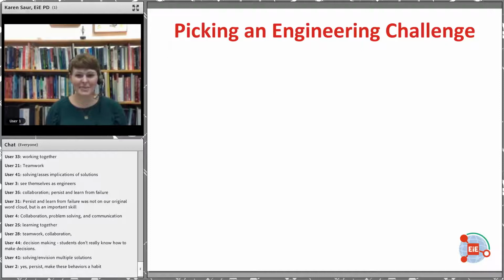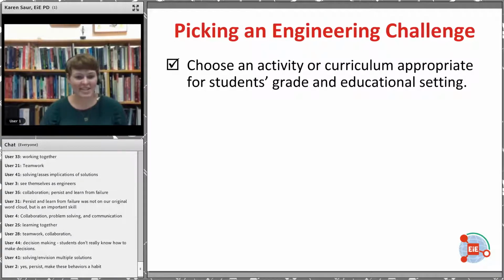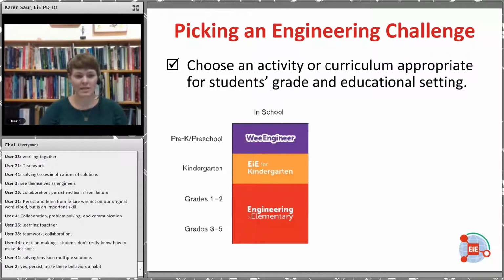The first thing you need to do is find an engineering challenge. And when you're selecting an engineering challenge for your students, you really need to consider, is the activity or the curriculum you're choosing appropriate for your students' grade and educational setting? Is this something that is at the right cognitive level for your students? Are you asking them to manipulate things that are just too small for their small hands? So really be attentive to the activity, and is it appropriate for your students?